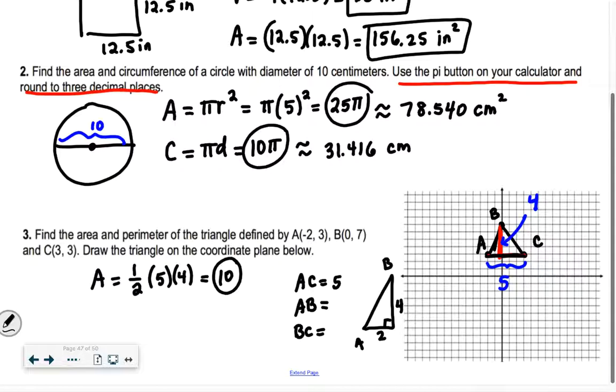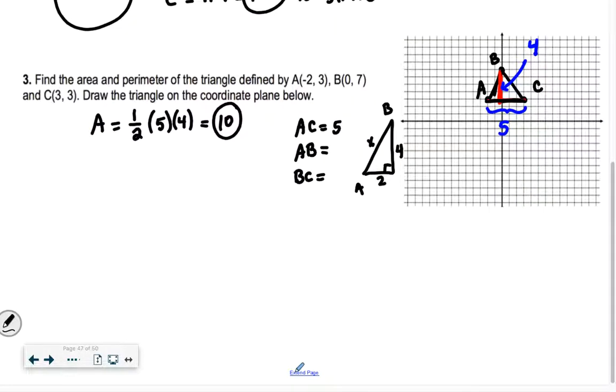Exactly. So let's make this C or X, it doesn't matter. And we're going to do the Pythagorean Theorem. So hopefully you guys have all heard that before. So it's 2 squared plus 4 squared equals X squared. So we have 4 plus 16 is 20 equals X squared. So X is the square root of 20.